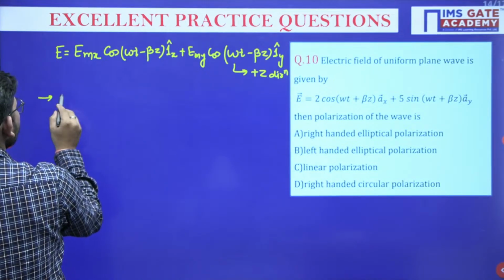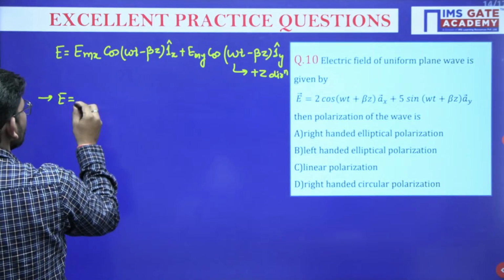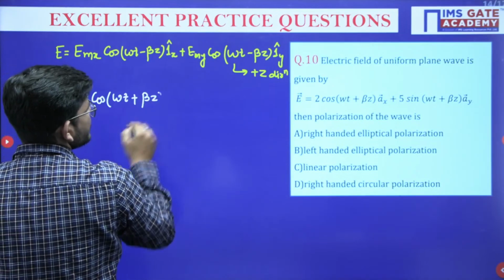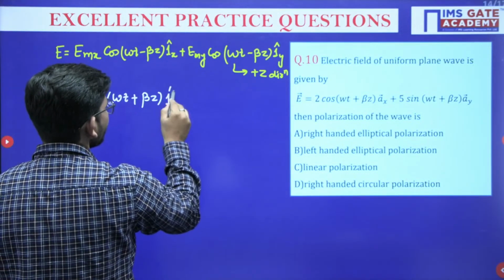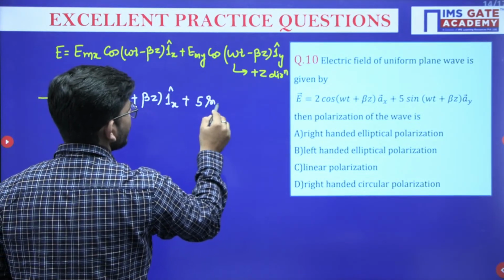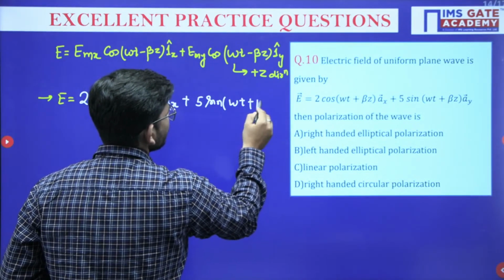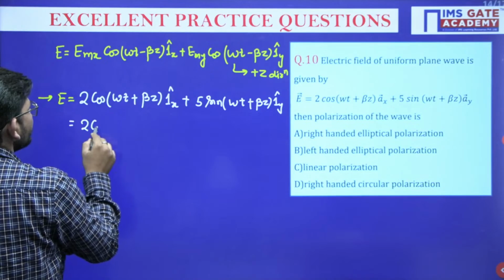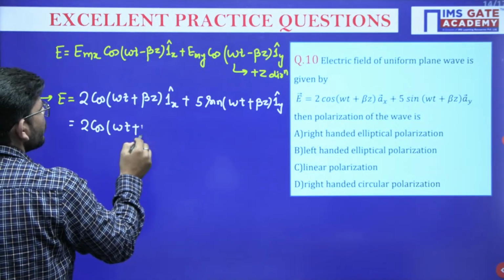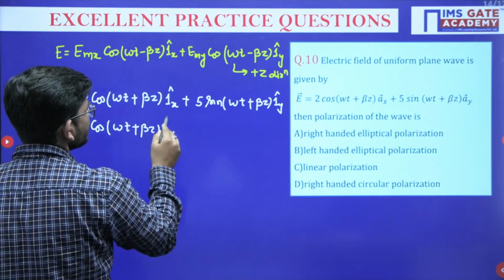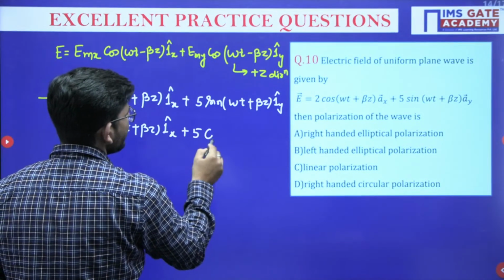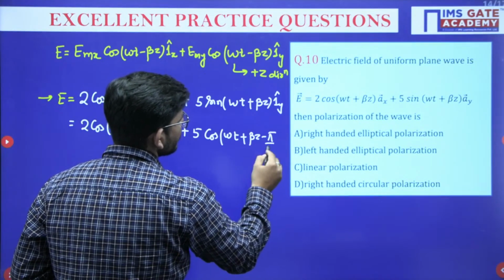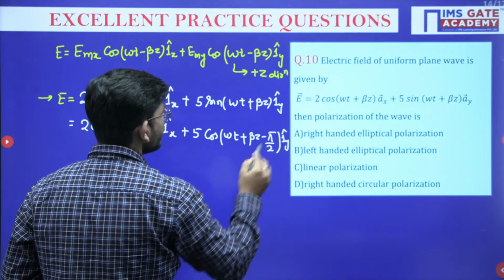But what has been given to us is E equals 2 cos(omega t plus beta z) unit vector x plus 5 sin(omega t plus beta z) unit vector y. So we can write this as 2 cos(omega t plus beta z) unit vector x and 5 cos(omega t plus beta z minus pi by 2) unit vector y, isn't it? We can write this.